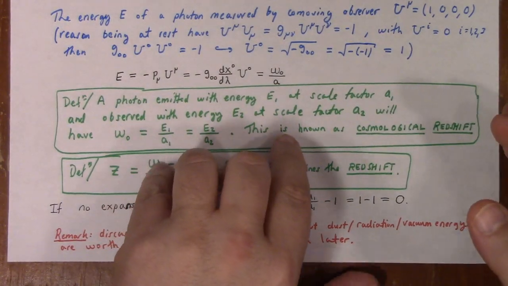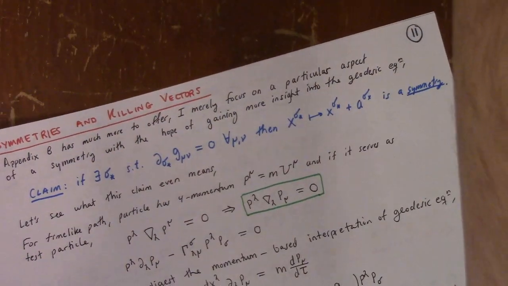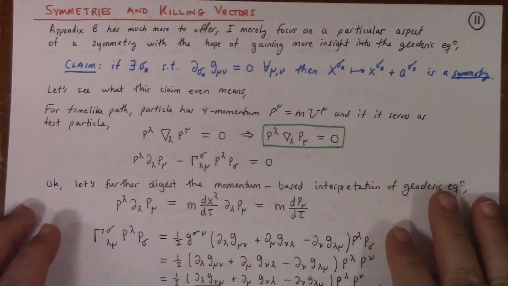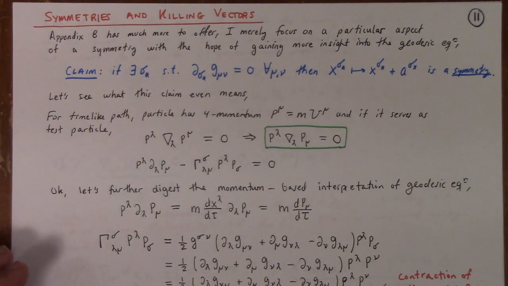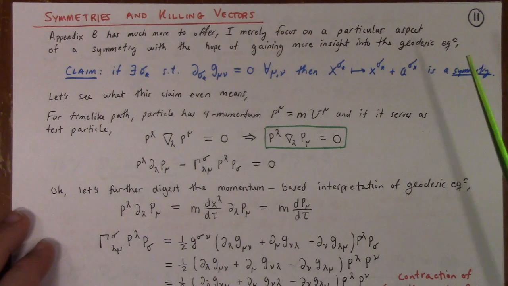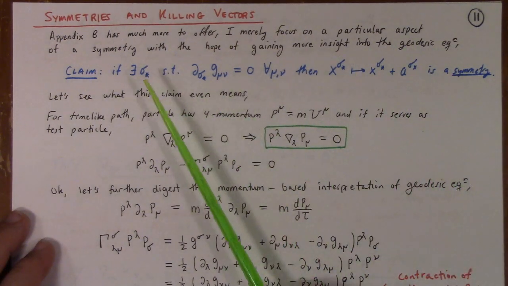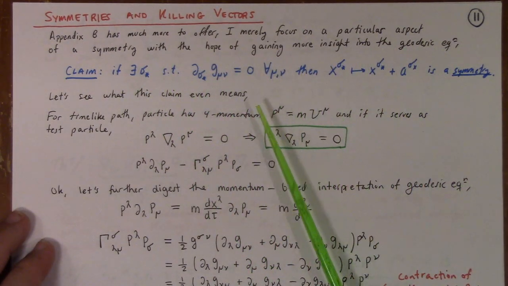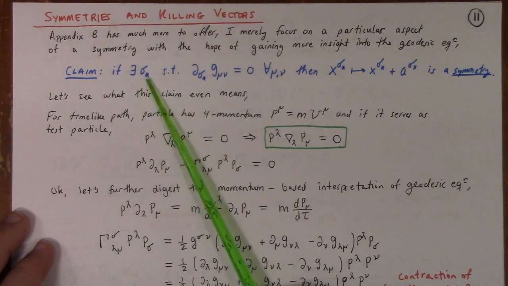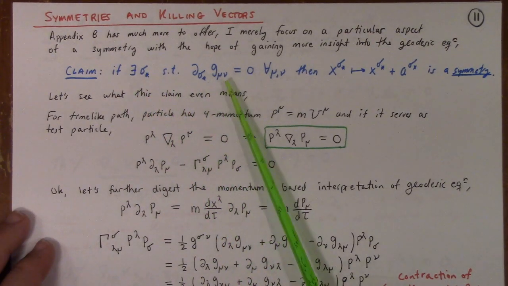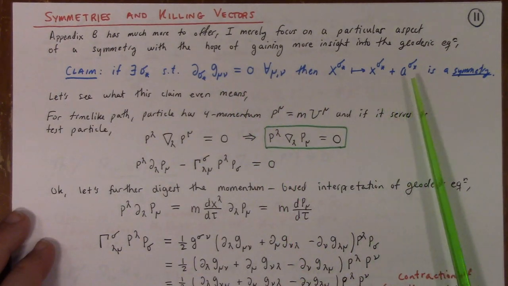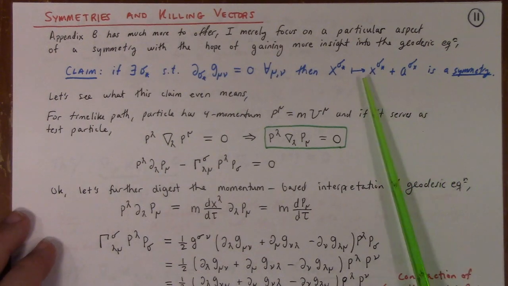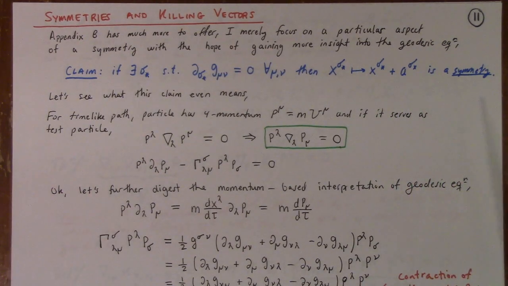One other thing for this lecture. I'll be brief. I don't have much to share with you about Killing vectors. So just a word or two here about symmetry and Killing vectors. Appendix B has much more to offer. I'll just focus on a particular aspect. So the claim is that if there exists an index sigma star such that the derivative of the metric with respect to the star coordinate is 0, then translation in the sigma coordinate is a symmetry.